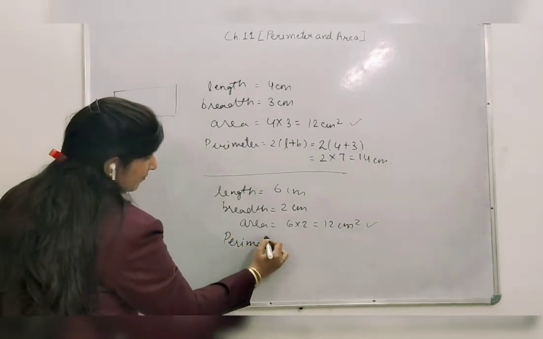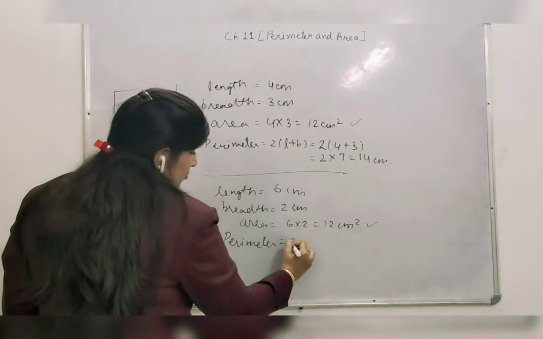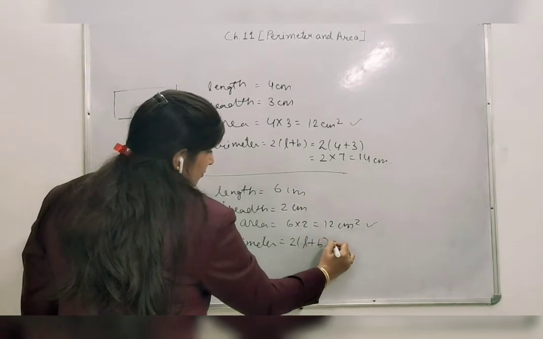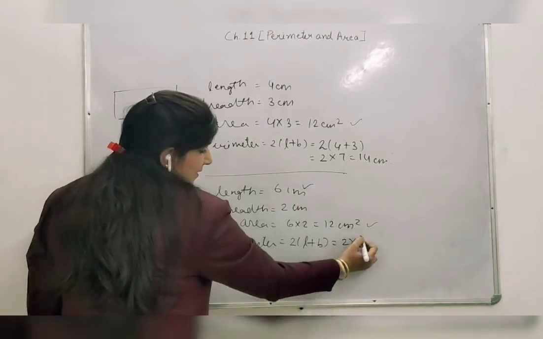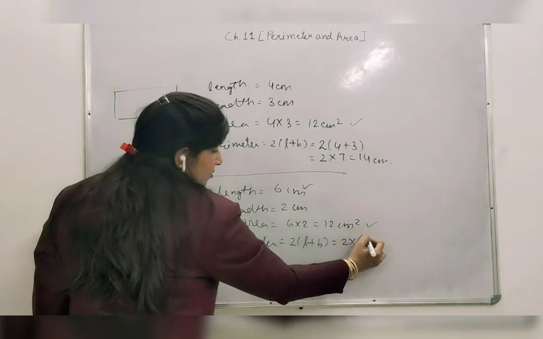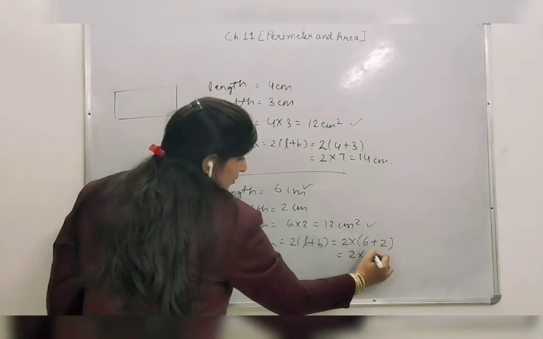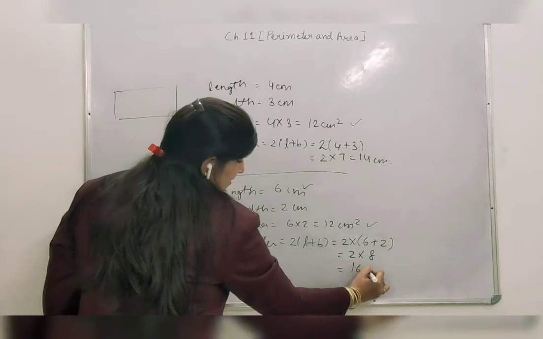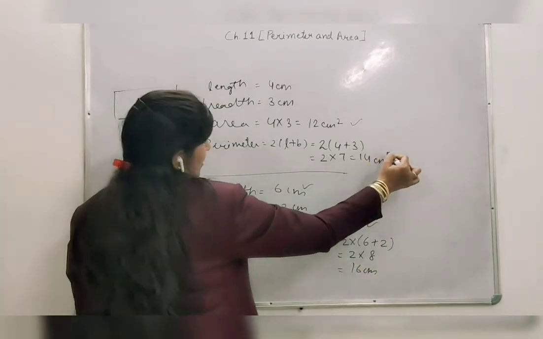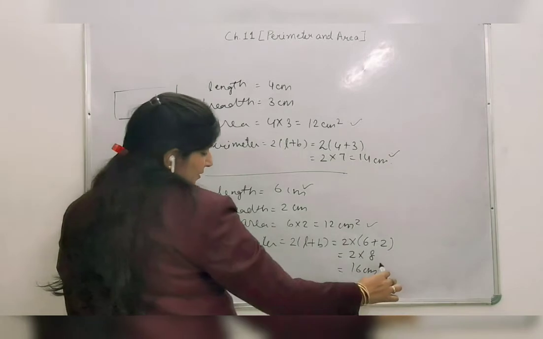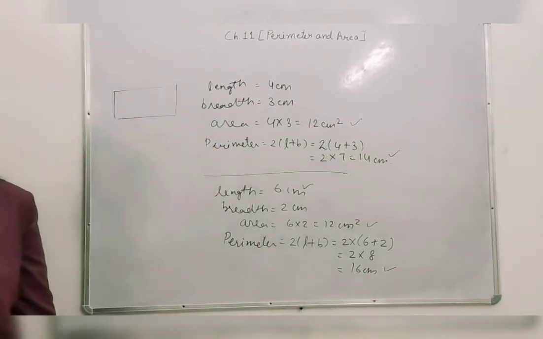So 2 into length plus breadth. So 2 into, what is the length? 6 centimeter and the breadth is 2. So it will become 2 into 8, that is 16 centimeter. Now you can see the perimeter here is 14 centimeter and here it is 16 centimeter.